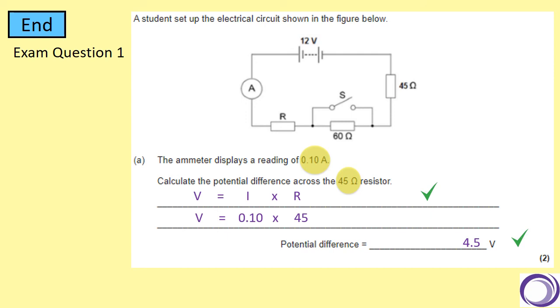There's a simple way of doing it there. Can you see we've got 4.5 across the 45? So therefore we'd have 6.0 across the 60 ohm. So 6 and 4.5 is 10.5, which leaves you 1.5. So there'd be 1.5 volts across that resistor R.